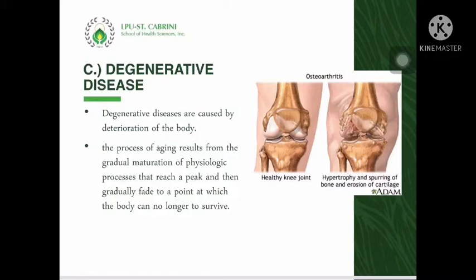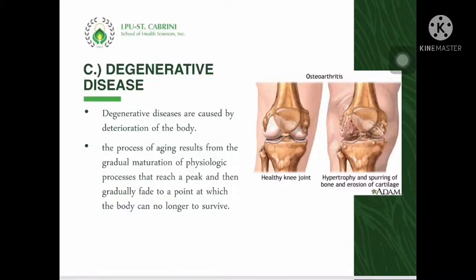Again, hindi lang matatanda ang may degenerative diseases. So, for example, yung patient na yun, nasa mid-20s lang. So, degenerative diseases can be caused by a traumatic injury, or it may develop following a traumatic injury. So, the process of aging results from the gradual maturation of physiologic processes that reach a peak and then gradually fade to a point at which the body can no longer survive.